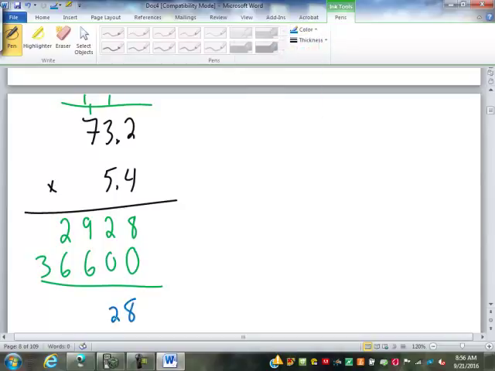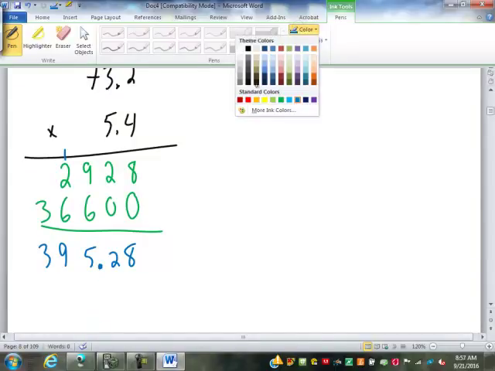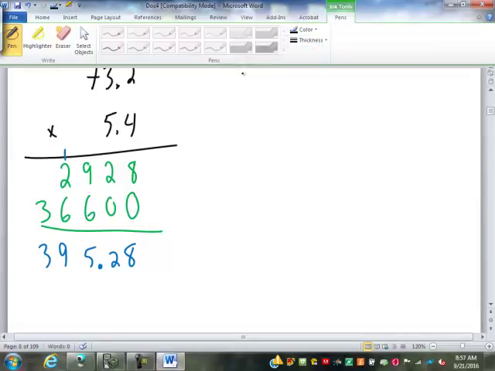So 8, 2, 15, carry the 1, 9, and 3. Decimal point goes where? Between the 5 and the 2, 395.28. Very good. Let's look at division.